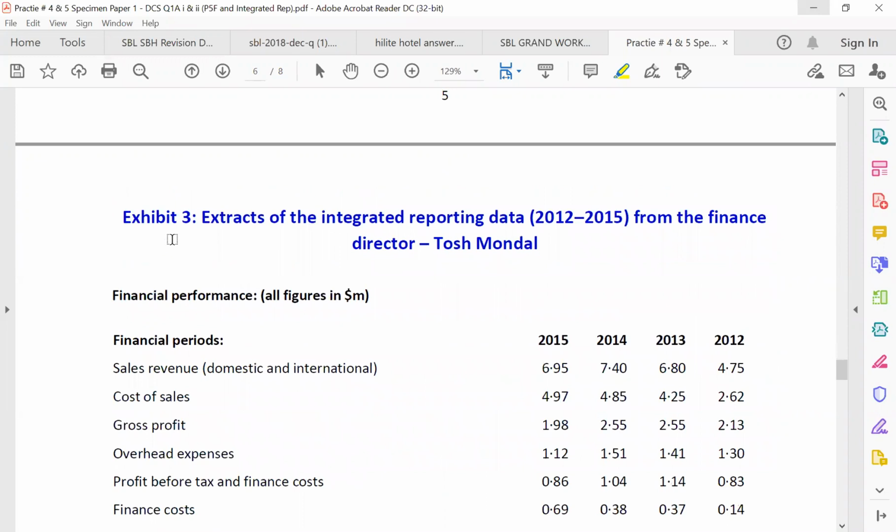Now, if we look at the second exhibit, extract of the integrated reporting data 2012 to 2015 from Finance Director Tosh Mendol.